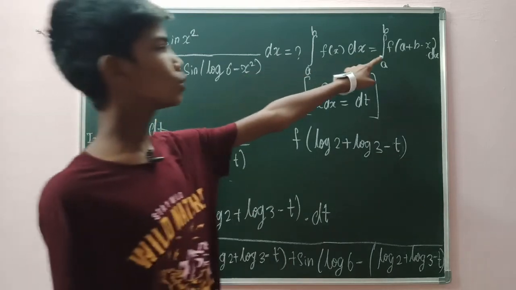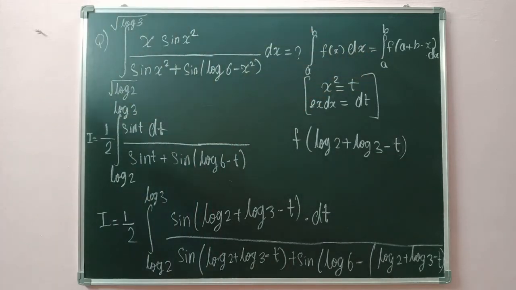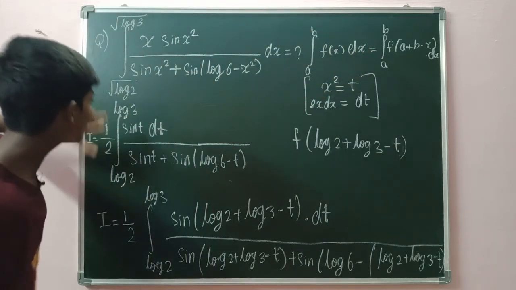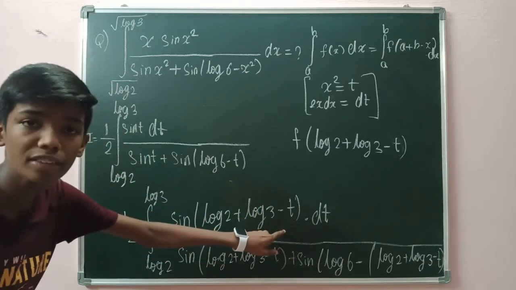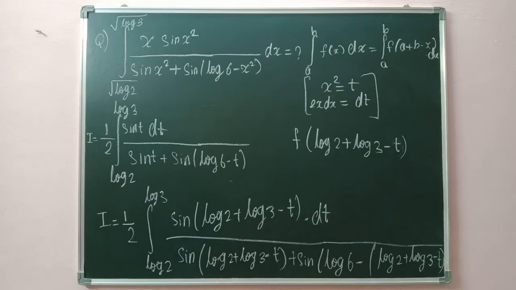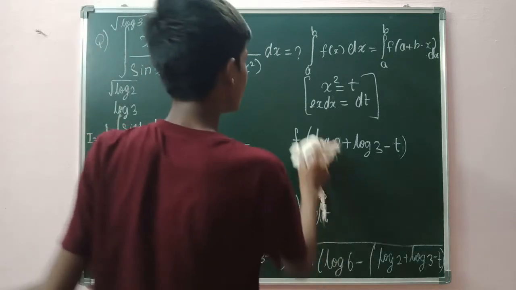So now after this, I will repeat once again. If I need to use King's rule, I should write it as f of a plus b minus x. So f of log 2 plus log 3 minus x is something I wrote here. Here I am not having x because the variable of this integral is t. That's the basic concept. I hope you know that earlier. So now let me rub these things.